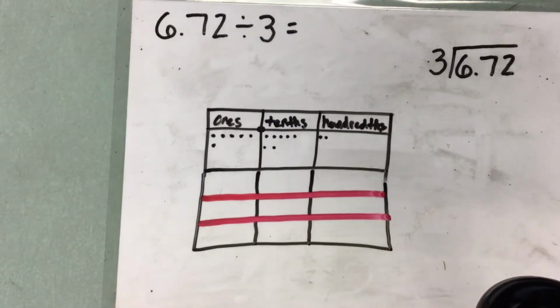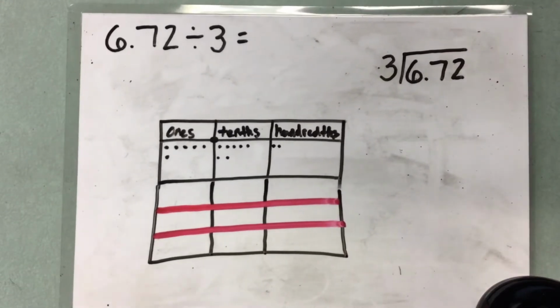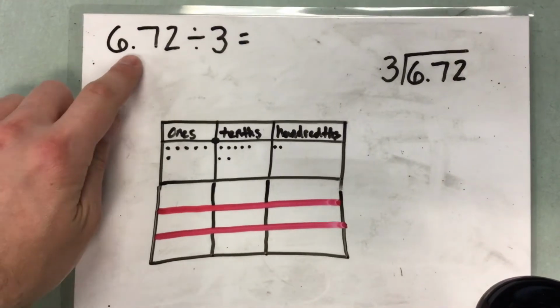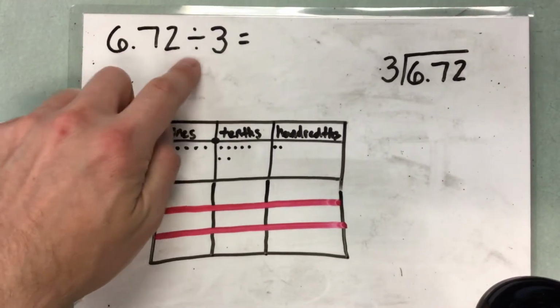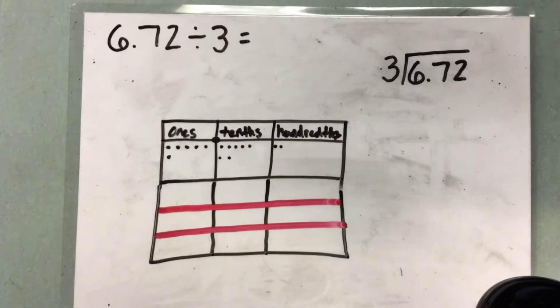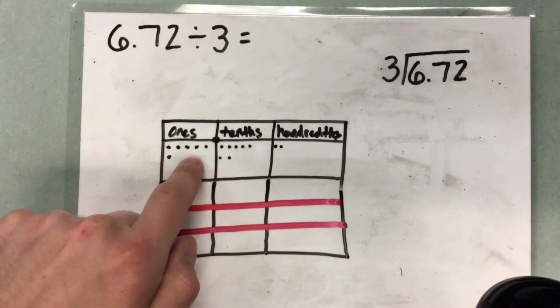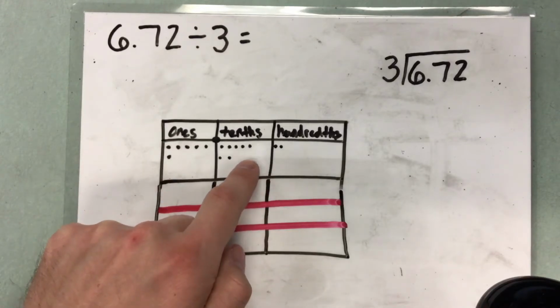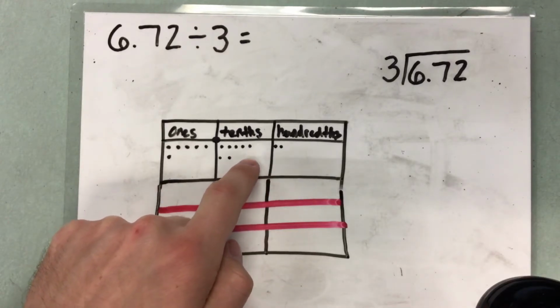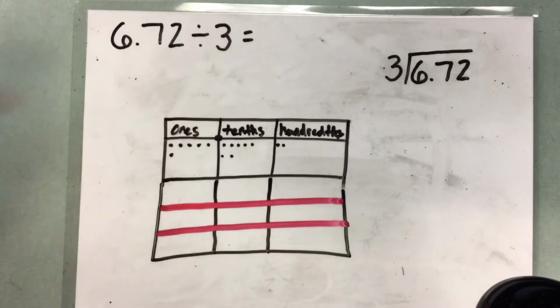For today's lesson, we're going to be dividing decimals with remainders using place value understanding and relate that to a written method. So for my problem, I have 6 and 72 hundredths divided by 3. The first thing I did was I put 6 ones in my ones column on a place value chart. I put 7 tenths in my tenths column and 2 hundredths to represent this number.